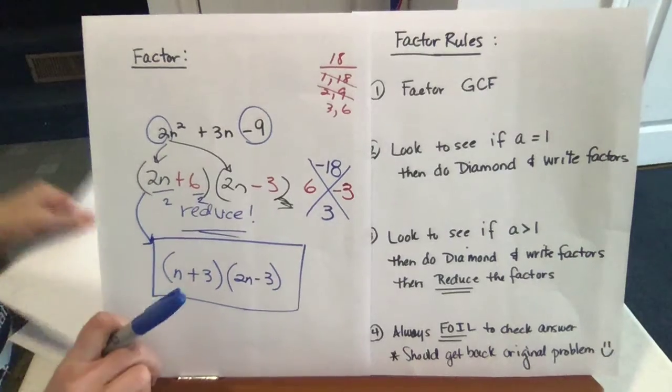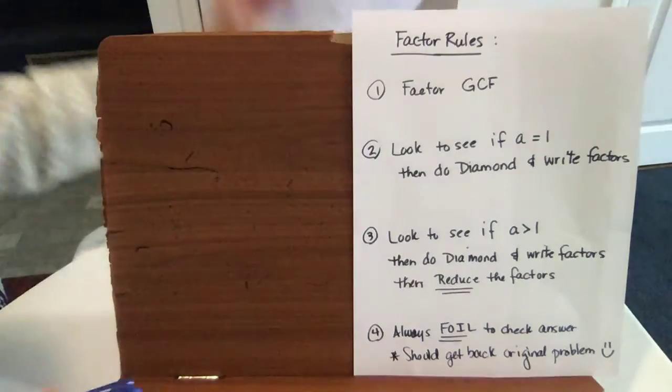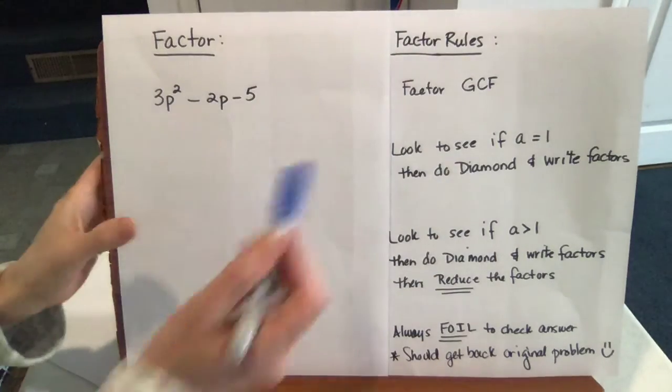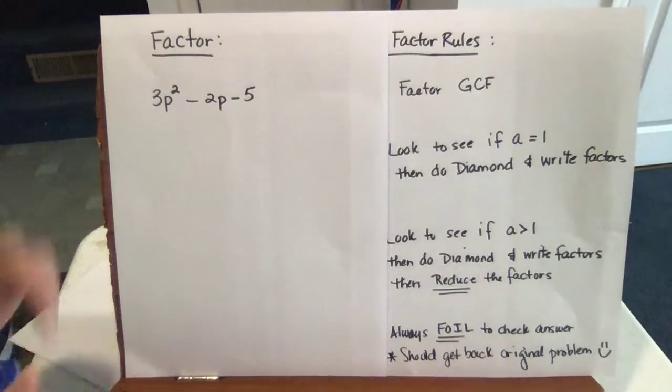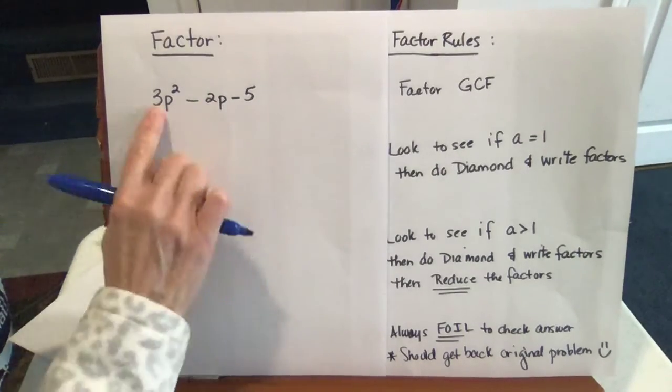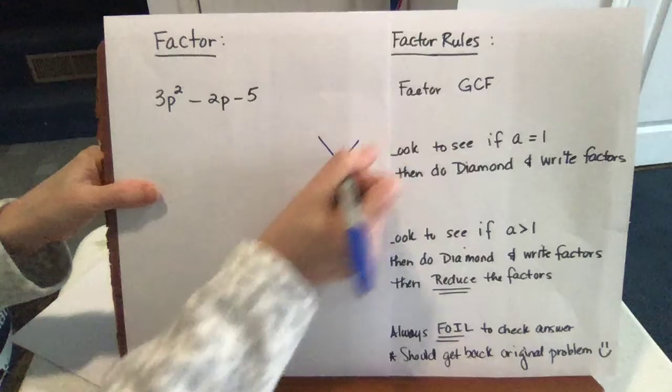All right, let's take another look at another one. Okay. So remember, signs can be different on a lot of these. All right, first thing we're looking for, factors of GCF. Nope. It is a trinomial, 3 terms. A is greater than 1, so take our diamond.